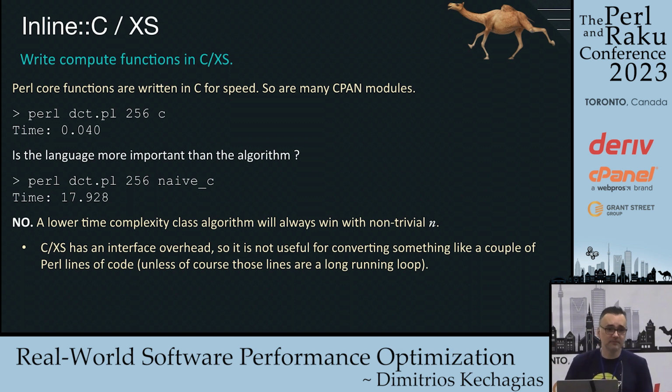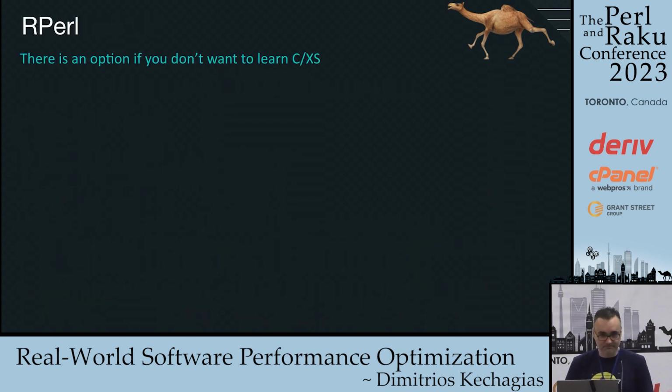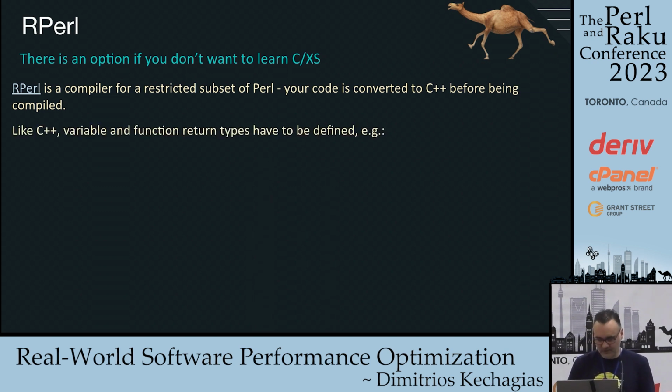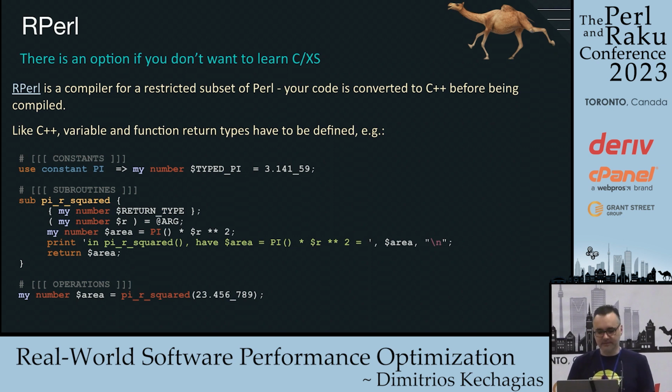And C XS has overhead, so you're not going to get anything from converting a single line or 2 of Perl code. And obviously, don't try to rewrite the Perl core functions. They're written in C by smart people. If you don't like to learn C, there's the option of the Perl compiler. It's a restricted subset Perl compiler, and things get converted to C++ before being compiled. So it's like C++: you have to define the types of variables and functions. And I'm told there's a completely new version coming up soon.